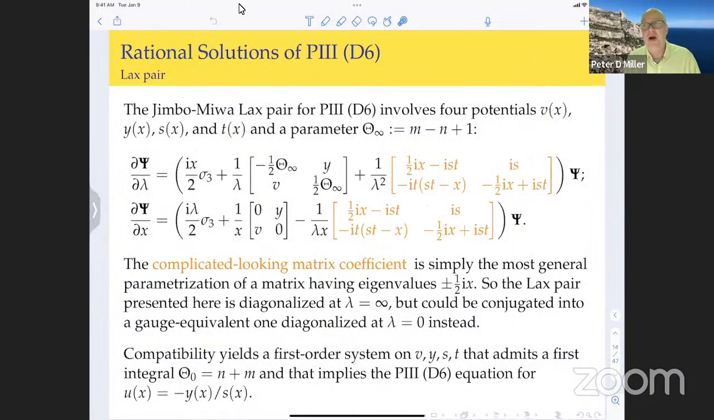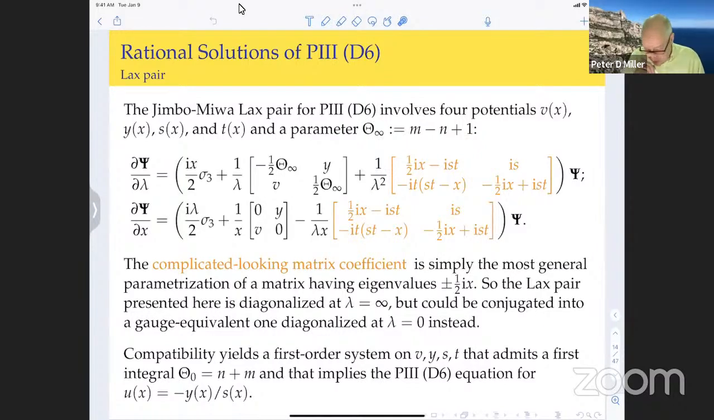So there's a Lax pair for the Painlevé-III equation in terms of first order systems. You can read about it in Jimbo and Miwa's paper, I think the second paper in the series, in the appendix. Their Lax pair involves 4 potentials: v, y, s, and t are functions of the independent variable x, and there's a parameter they call theta infinity. It's like a formal monodromy exponent at infinity, but in terms of our parameterization, it's the same thing as m minus n plus 1.